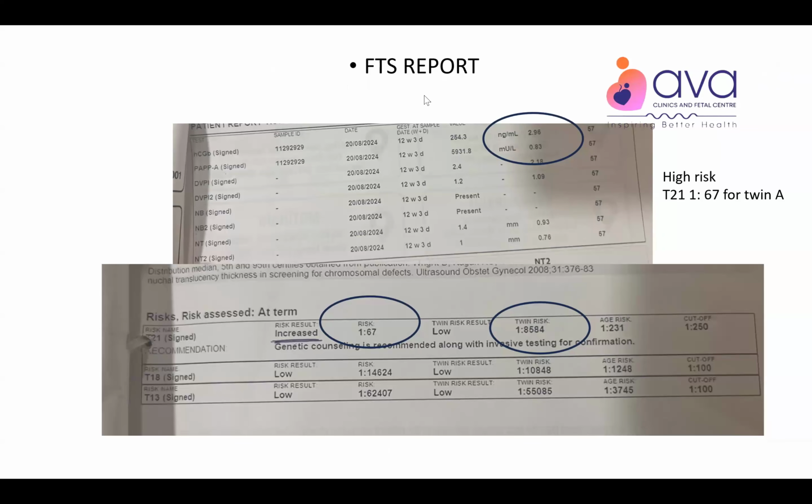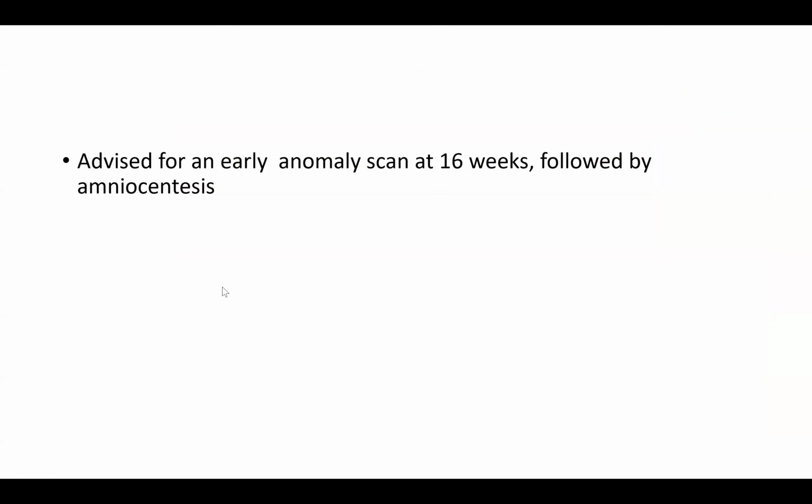So first trimester screening was done, and beta HCG was high, 2.96 MoM. PAPP-A was low, 0.83 MoM. And the risk came as high, 1:67 for twin A, and was normal for twin B, that is 1:8584. So at that point, she was advised for an early anomaly scan at 16 weeks, followed by amniocentesis.